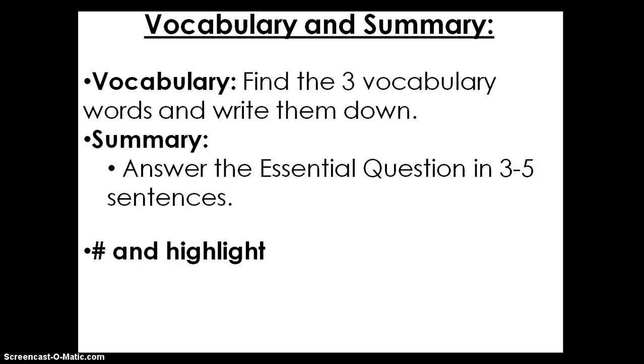For your vocabulary and summary, on the bottom left corner, for your vocabulary, find the 3 vocabulary words and write them down. There are only 3. In your summary, answer the essential question in 3 to 5 sentences, and number and highlight your sentences. Remember, the essential question was, how do we calculate the number of protons, neutrons, and electrons in an atom? So go back in your notes and find out. To calculate the number of protons, we would, and to calculate the number of electrons, we would do what? And to calculate the number of neutrons, we would have to, and finish that sentence. That's an example of what you could do for your summary.